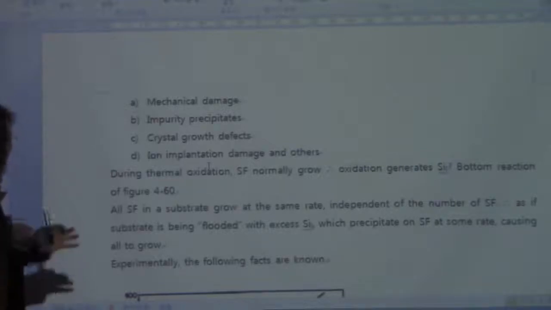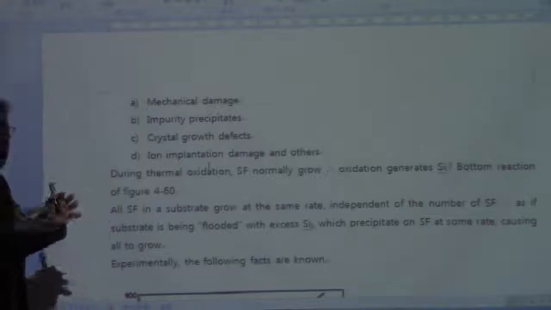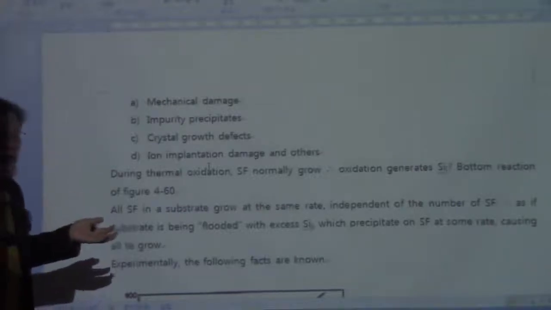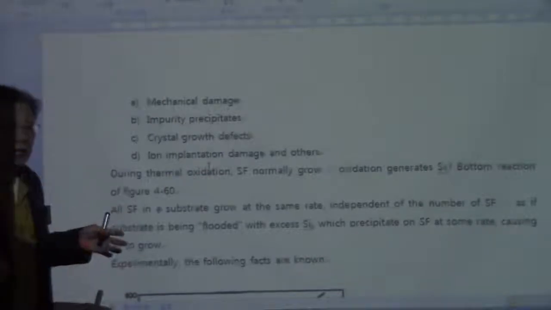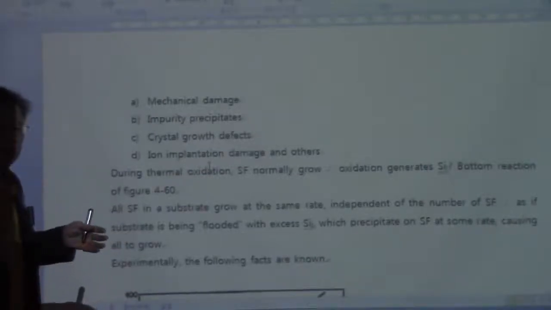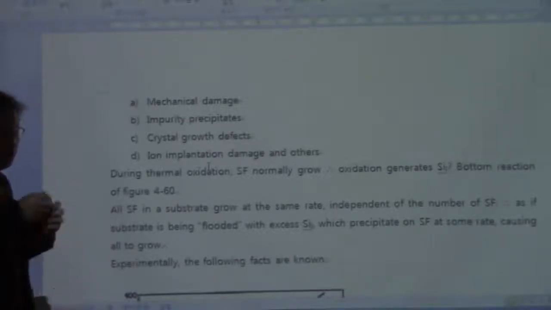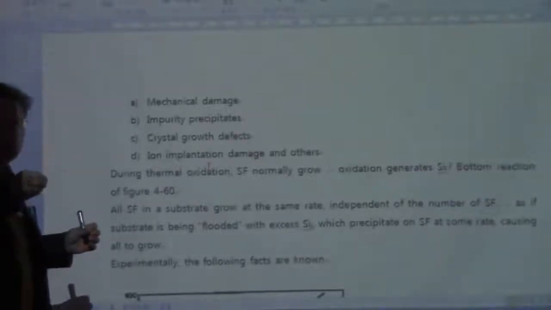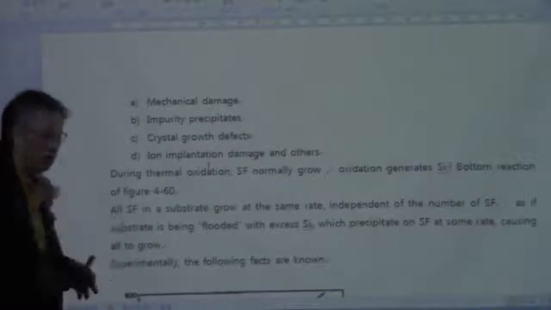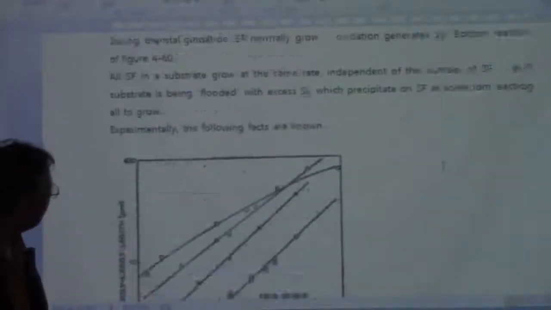Okay, so if your perfect single crystal silicon contains a certain number of stacking faults, and you carry out the oxidation of silicon, then these faults, stacking faults, will grow with the oxidation, and that is not good news. So we want to understand why it grows, and actually we want to prevent that.